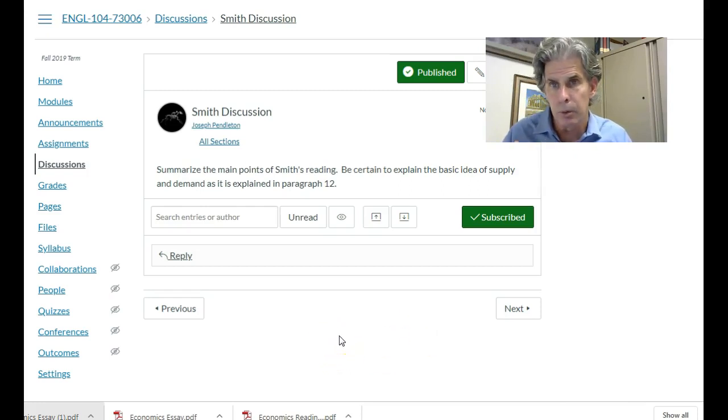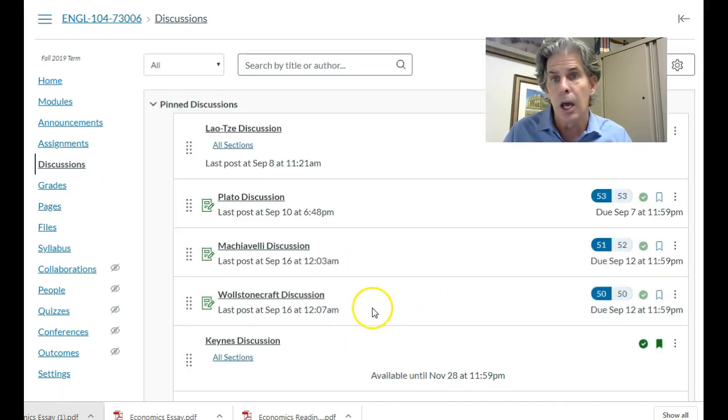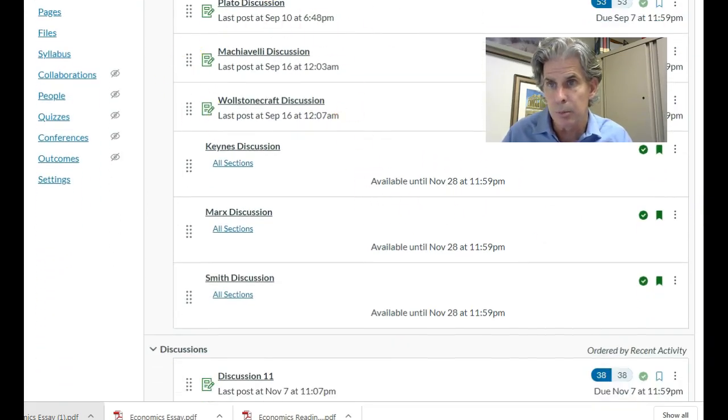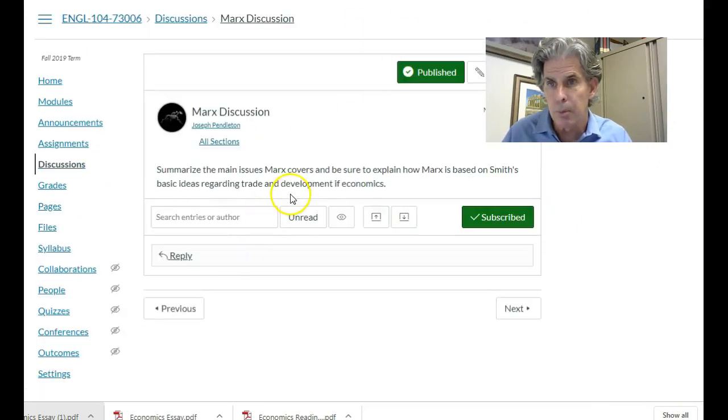And then you're going to start working on the Marx, summarizing Marx's basic ideas, and you want to show how Marx is based on Smith. You're going to explain how Marx is actually built on Smith's ideas regarding trade and development of economics. It's pretty surprising to a lot of people that Marx thoroughly endorsed and knew what Smith was writing about. He's writing 75 years after Smith did, and he saw it all happen. He explains it. He just says, yeah, this is what happened.